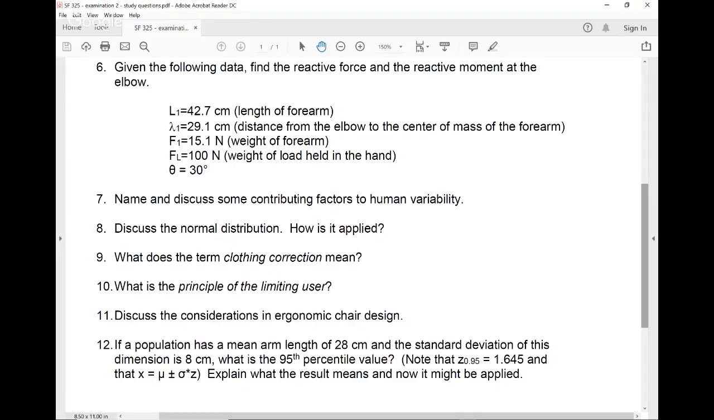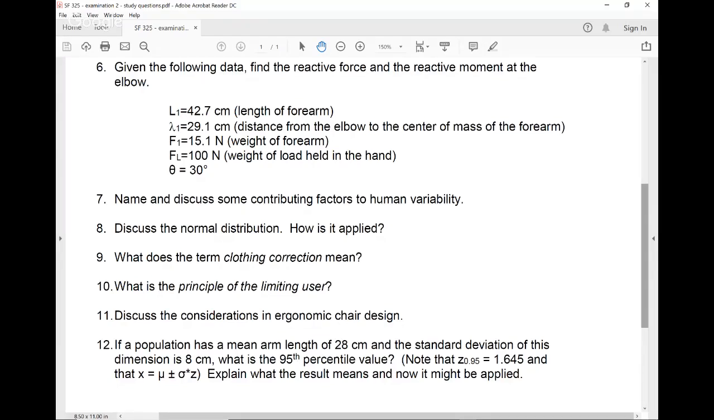Or, well, I'm trying to think what would be the least confusing. Let's do them one at a time. Maybe that'll be the most straightforward way to do this. So let's first just find the torque for the forearm.